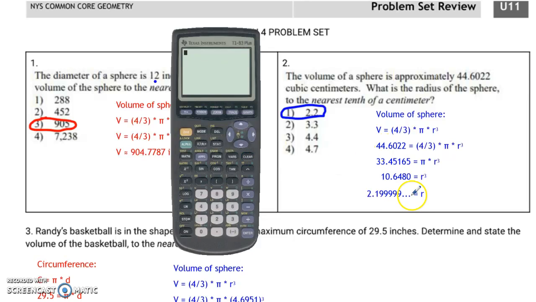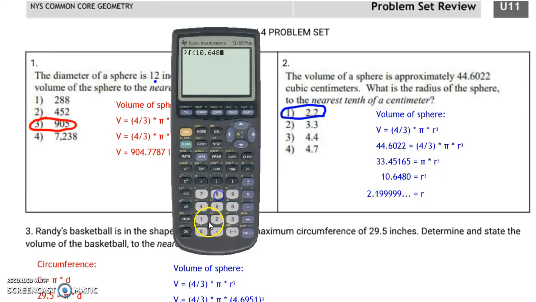So what I'm going to do is take 10.6480 and cube root it. It's not square root, which is this button down here. You have to go into the math menu. You have to go to where it says the cube root, so press enter there, and then we're going to punch in 10.6480.